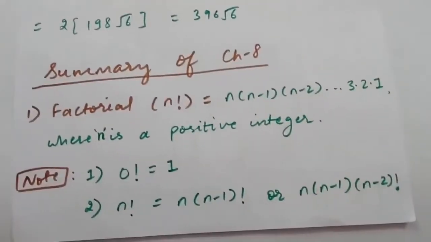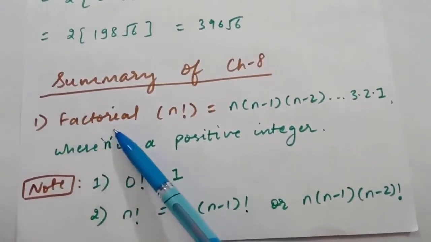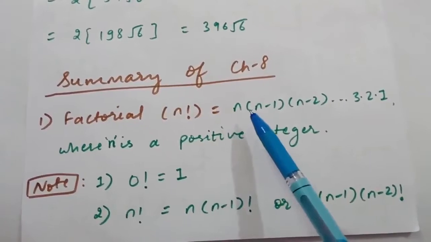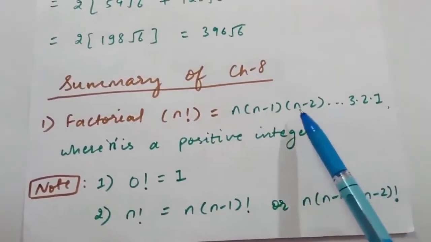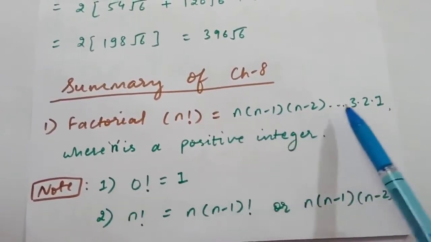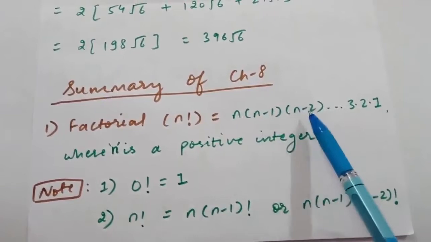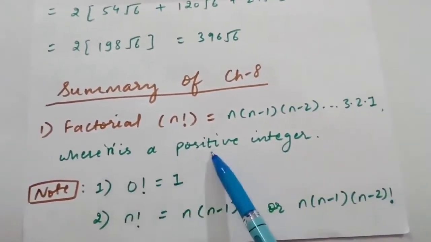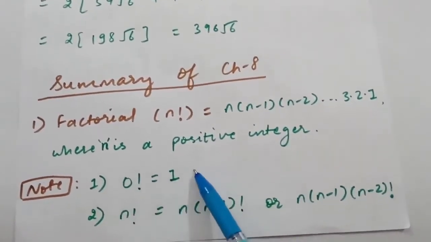Now we will discuss the summary of chapter 8. So first is factorial. What is n factorial? Product of the positive numbers equal to n and less than n. So n into n minus 1 into n minus 2 up to 1, where n is a positive integer. Also 0 factorial is 1.